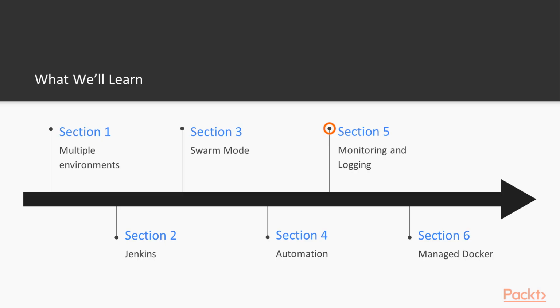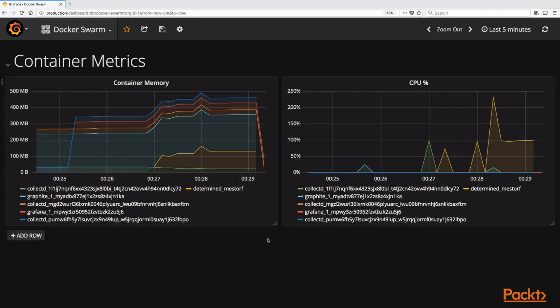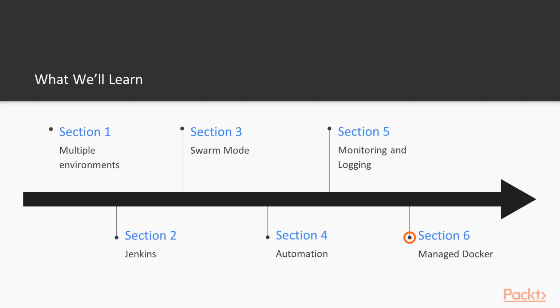In the fifth section, we will set up monitoring and logging to collect metrics and logs coming from our Docker containers. We will then learn how to visualize these events in beautiful dashboards in Grafana and Kibana. In the last section, we'll look at various cloud providers that provide managed services for Docker containers so that we don't have to deal with the two previous sections on automation, monitoring, and logging.